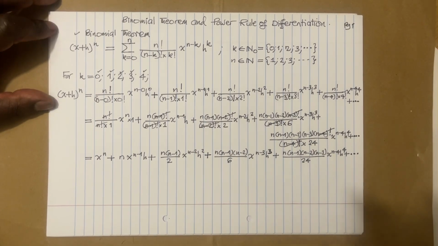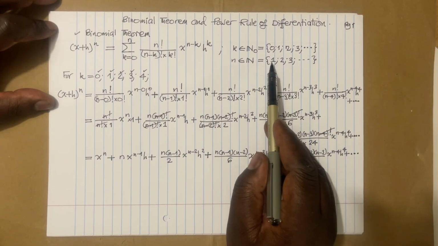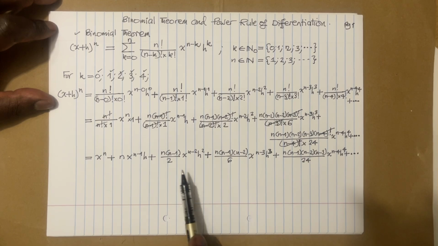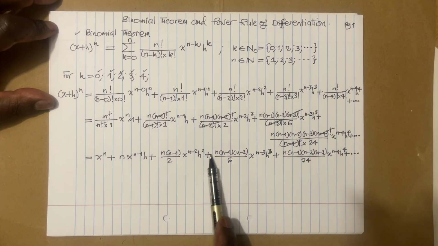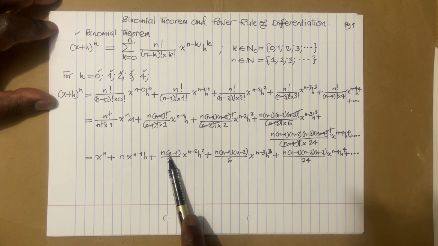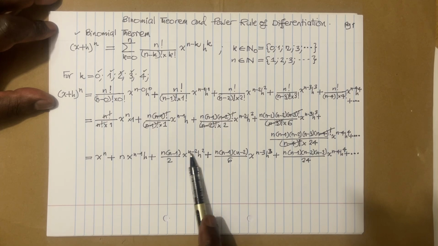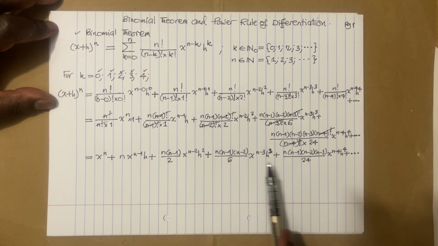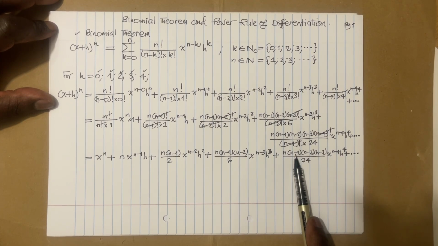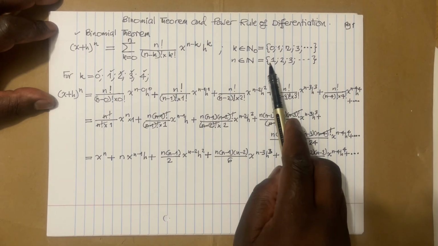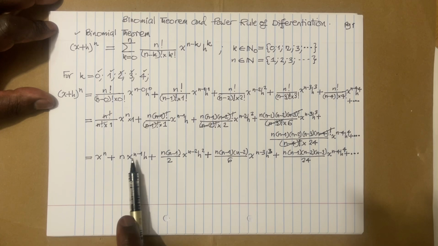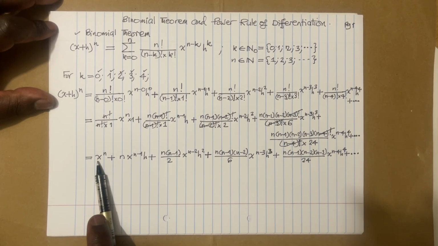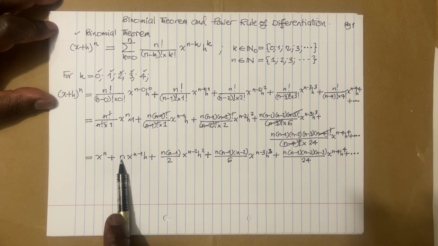When n is equal to 1, this part here collapses, because there it will be 1 minus 1 is 0. 0 times n, which is 1, is going to be 0 over 2. 0 times whatever will be 0. That will be 0 because it also has n minus 1. This term will also be 0 because it has n minus 1. So all the terms will collapse when n is equal to 1. But when n is equal to 1, what does it simplify to? It simplifies to x power 1 plus 1.